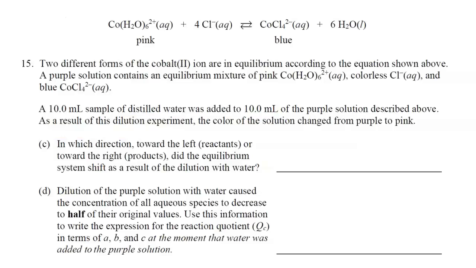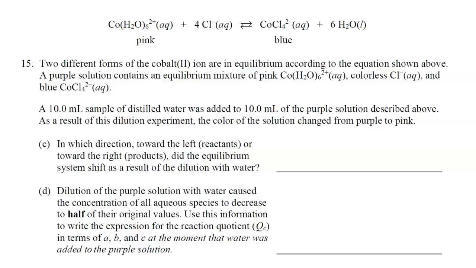So here we have a 10.0 milliliter sample of distilled water, and it was added to 10.0 milliliters of that purple solution that was already an equilibrium system. So we are disturbing the equilibrium by adding water to this aqueous system. As a result of this dilution experiment, the color of the solution, which was purple, changed to pink.